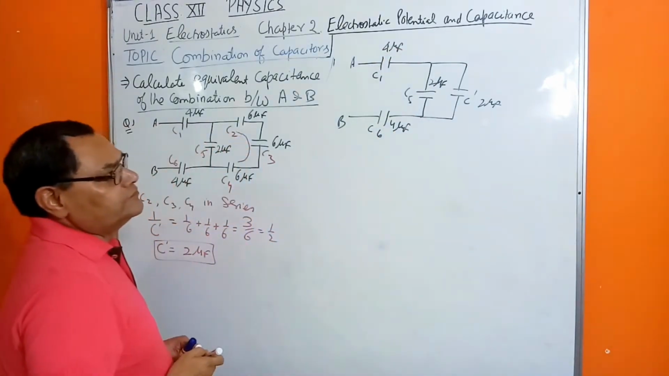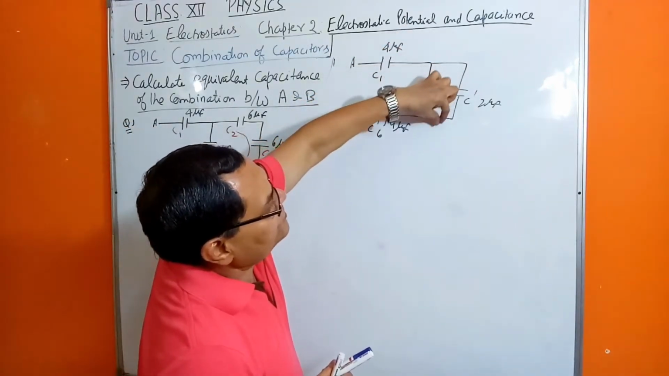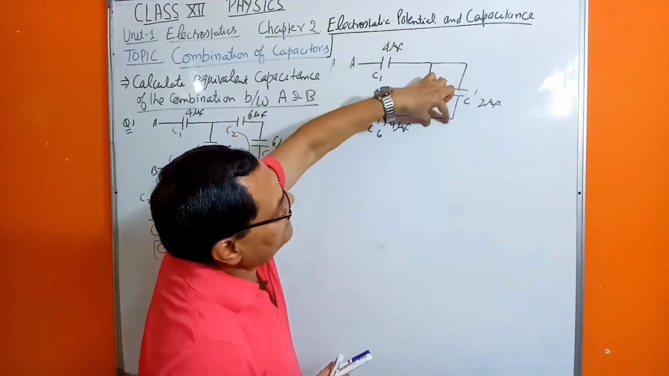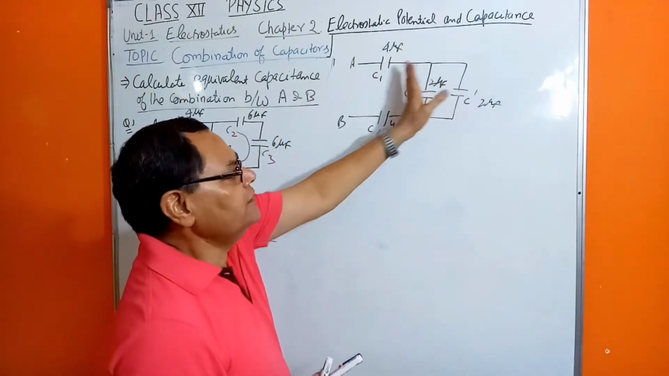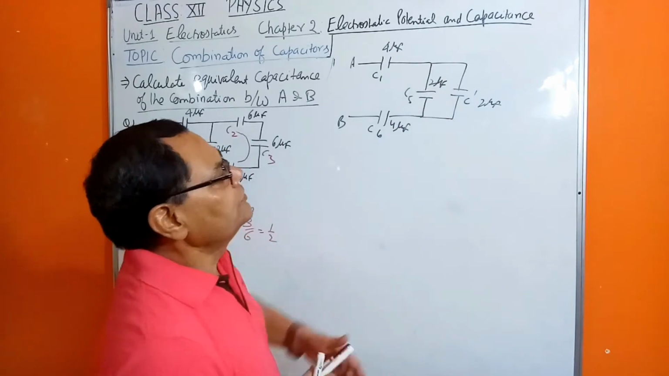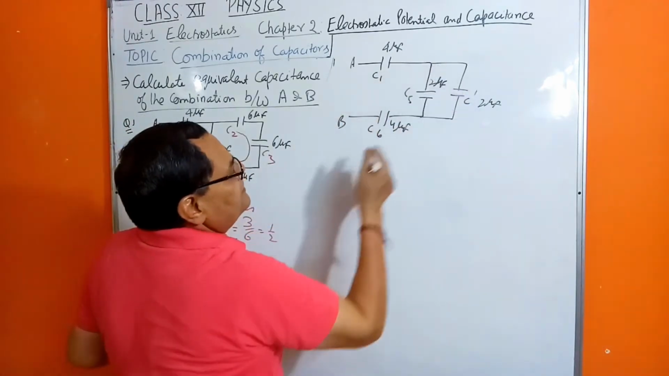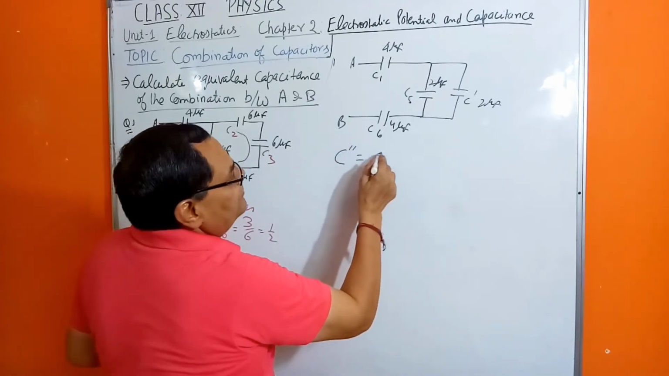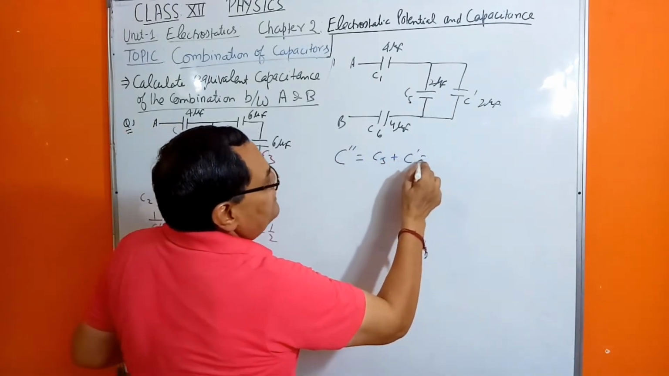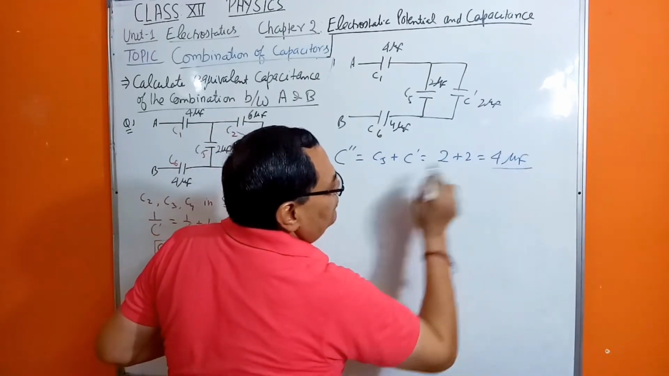Now think, as we were saying, from here there was a branch, so these two are in parallel. That means C5 and C dash are in parallel. So you can find out the resultant of them. Let's say their resultant is C double dash. In parallel, the equivalent capacitance C double dash will be equal to C5 plus C dash. That is 2 plus 2, meaning 4 microfarad.